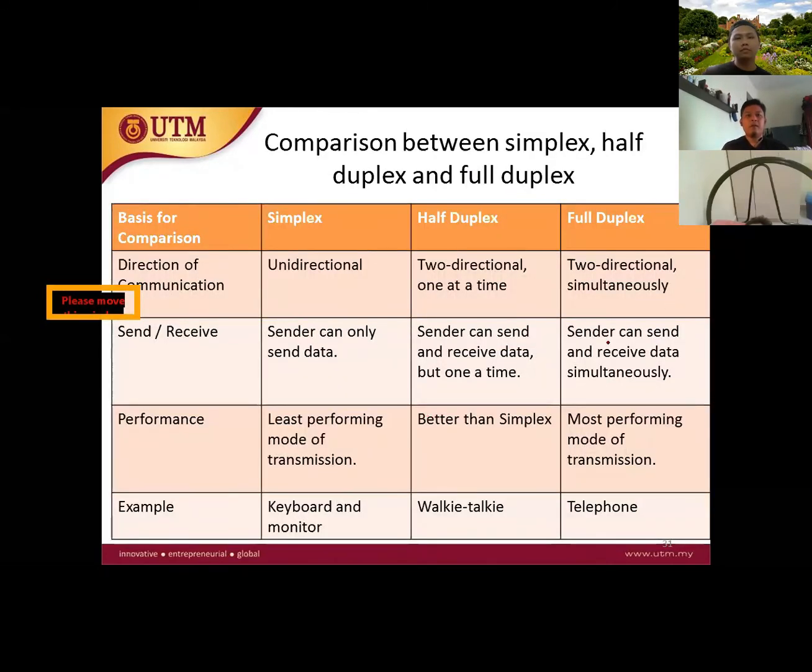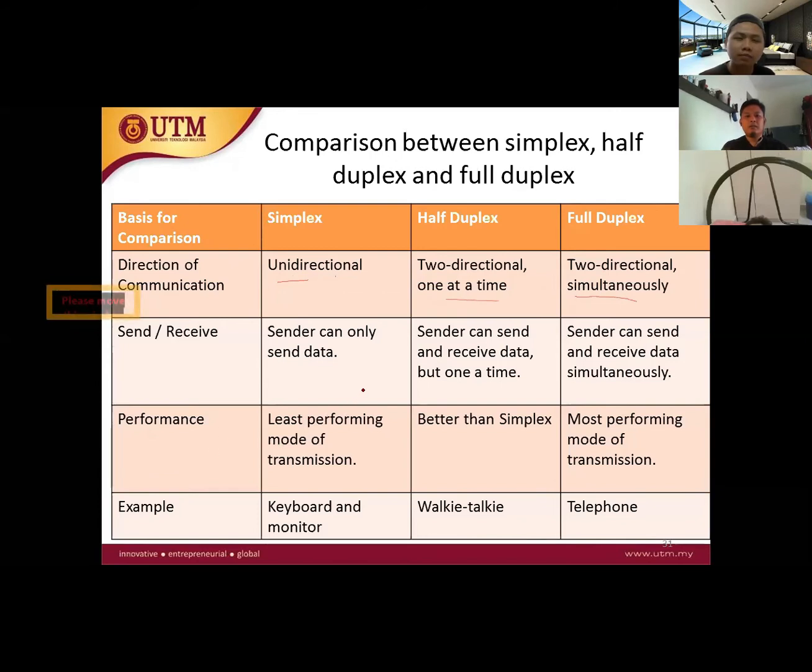So the comparison. The basic direction for simplex is unidirectional, only one direction, that cannot change. Half duplex is two directional, and full duplex is two directional simultaneously. So half duplex is one direction at one time. Send and receive, I think you can read.